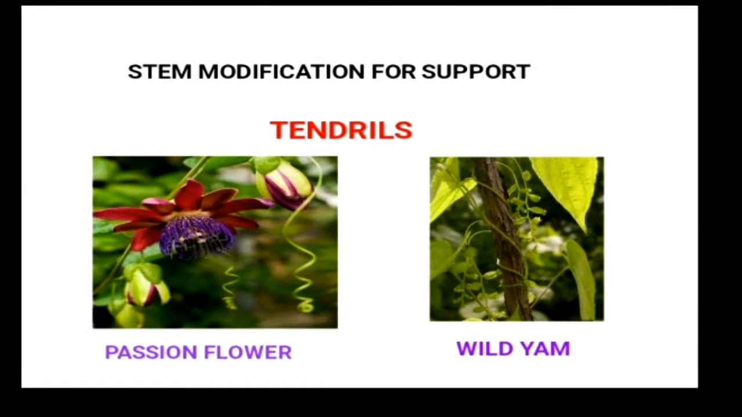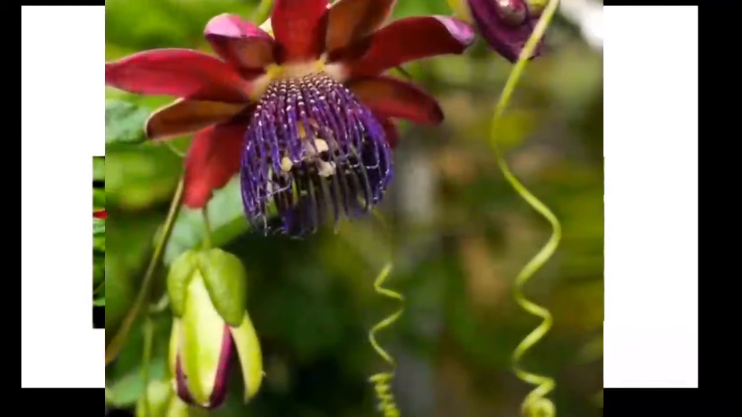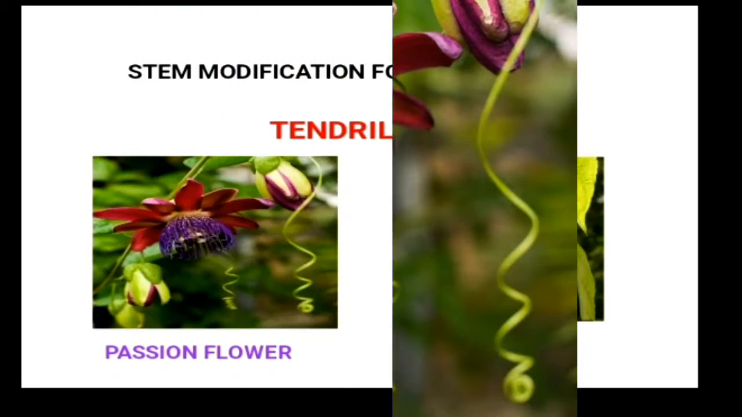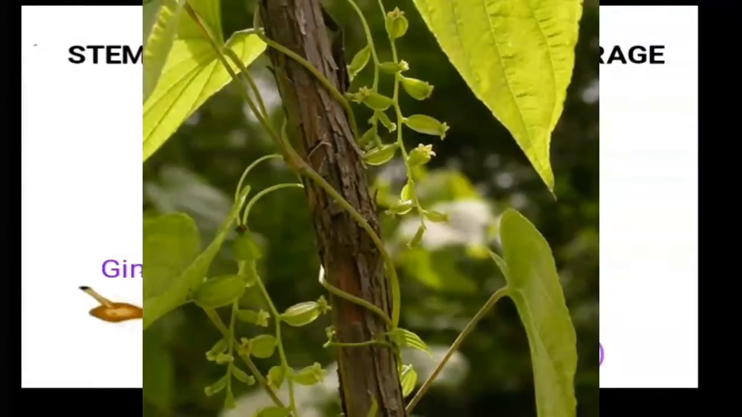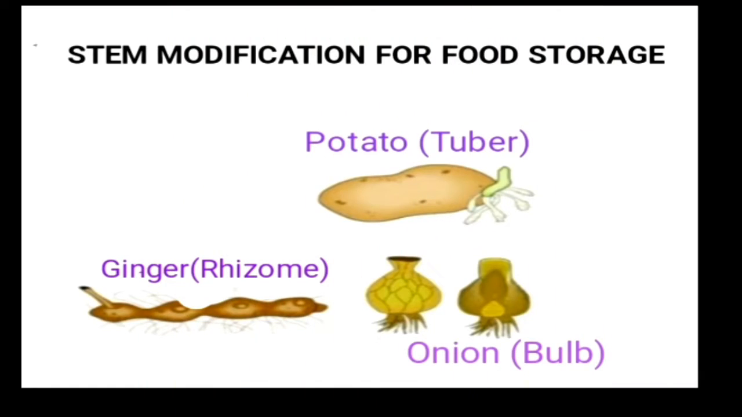Sometimes the stem is modified for support. They are called stem tendrils. In this picture, you can see stem tendrils of passion flower and wild yam. Sometimes the stem performs food storage function. We can see in potato, ginger and onion, the stem is modified for food storage. In potato it is called tuber. In ginger the stem modification is called rhizome. In onion it is bulb.